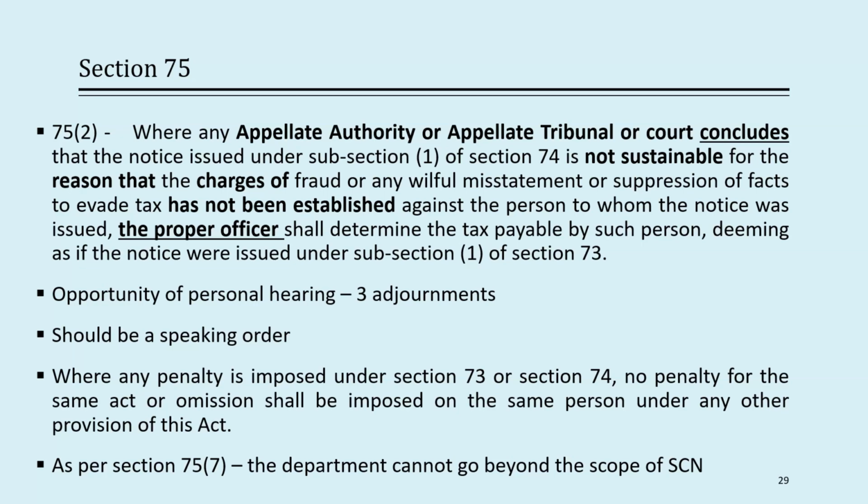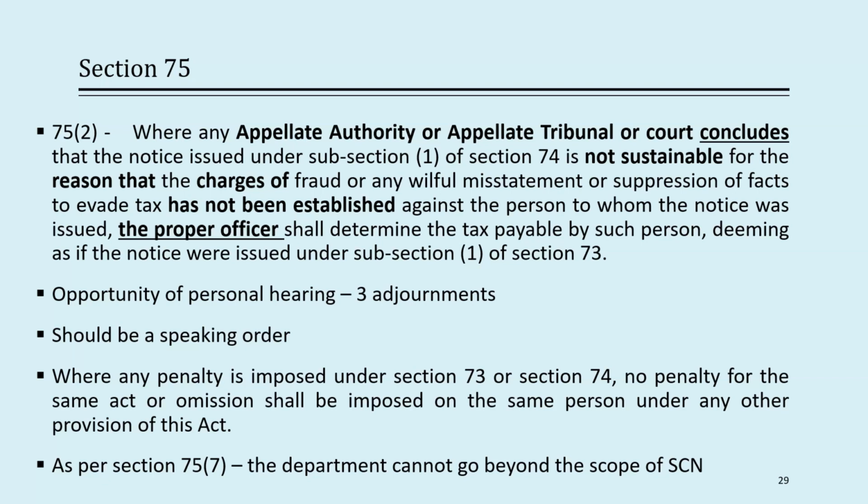And in case the officer feels that the notice issued under 74 is not correct, then he can convert the notice issued under 74 to 73. That means the 5 years time limit can be reduced to a 3 years time limit. Also, it is very important, whenever you see a DRC 01, they will impose the penalties under all sections like 175, 122, 74, all sections.